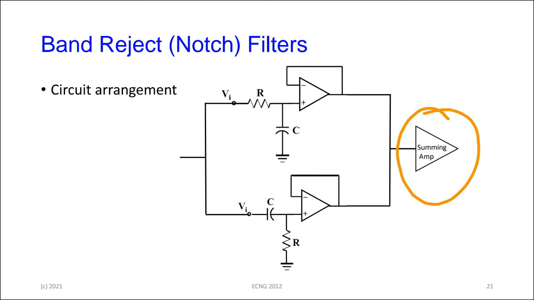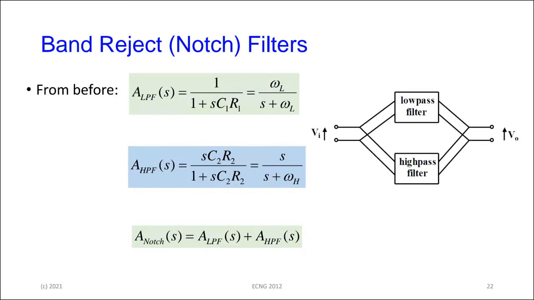The conventional arrangements for the notch filter typically require at least 2 op amps anyway. So we are creating one here, but we need a simple summing amp to go with it. And you know how to create that already. That's a very easy operational amplifier application. So the circuit arrangement is like that.